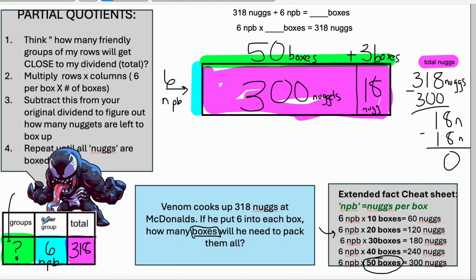And where is our answer here? It's in our groups. What part of our array represents the groups? The columns do, the boxes. 50 boxes plus 3 boxes is 53 boxes. So 53 boxes is our quotient. And the way we check is 53 boxes. All right, check.